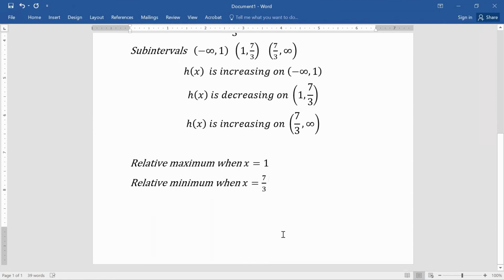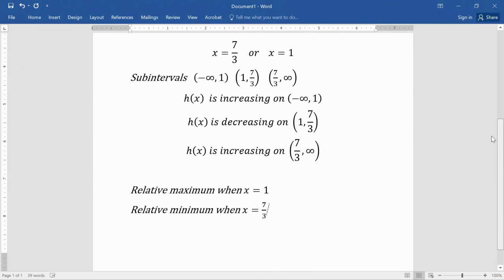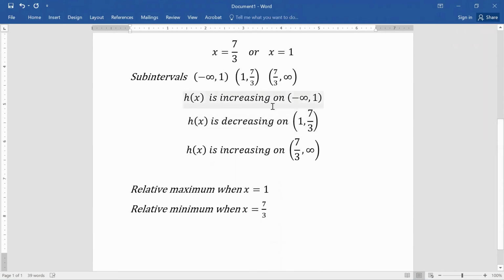So that's how you do problems like this. We find the critical values. We decide to the left of this number, is it increasing or decreasing? To the right of this number, is it decreasing or increasing? If we go from increase to decrease, that means we have a relative maximum. If we go from decrease to increase, that means we have a relative minimum. And if we do increase, then increase again, we have neither. If we have decrease, then decrease again, then we have neither.